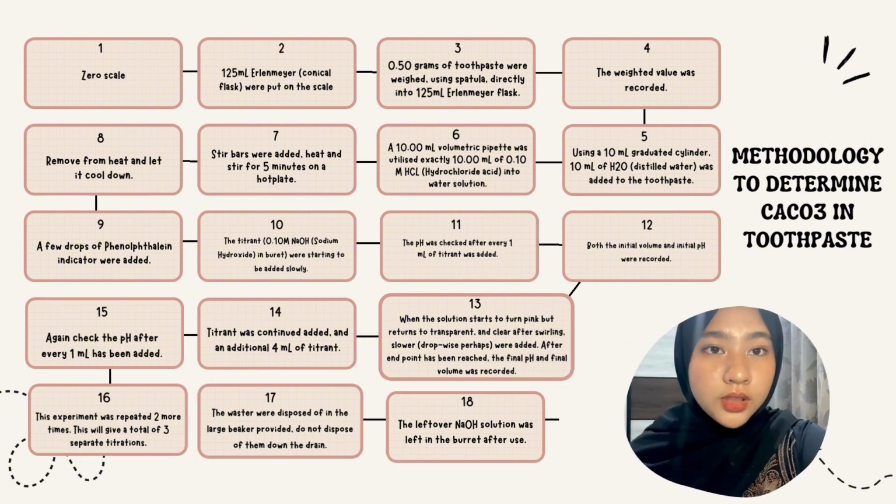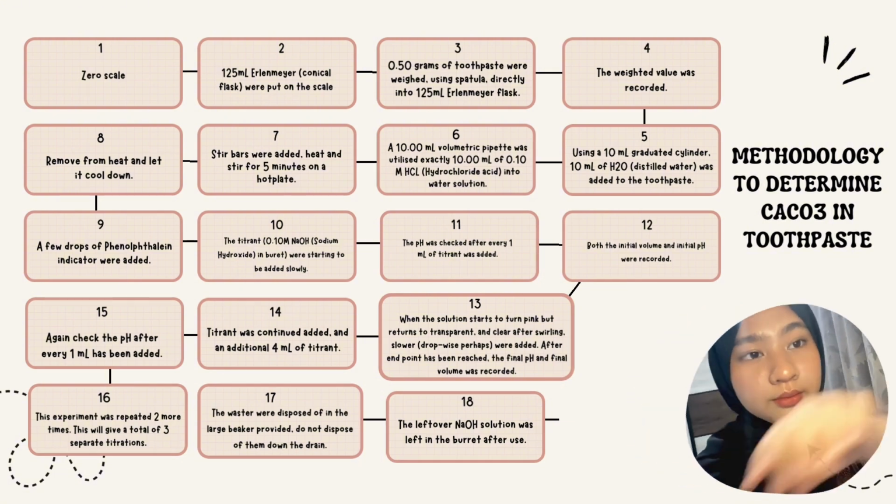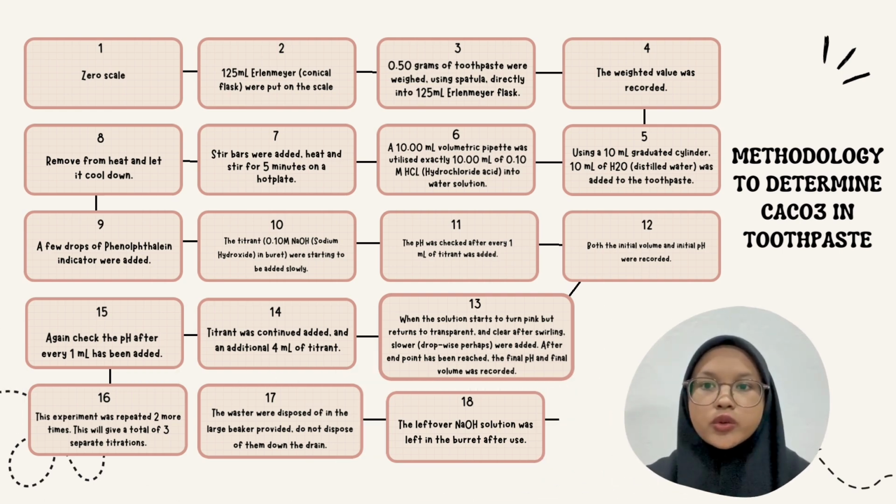solution. Now, stir bars were added, then heat and stir for 5 minutes on a hot plate. After that, we need to remove it from heat and let it cool down. After the solution has cooled down, a few drops of phenolphthalein indicator were added. Then, the titration with 0.10 molarity sodium hydroxide in the burette was started, adding it slowly. The pH was checked after every 1 ml of titrant was added.